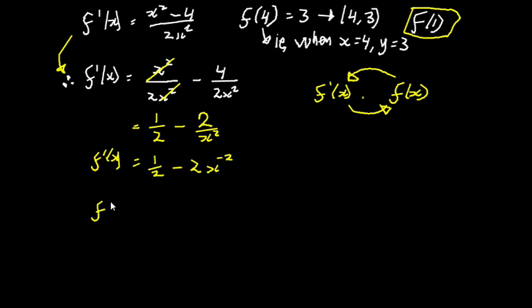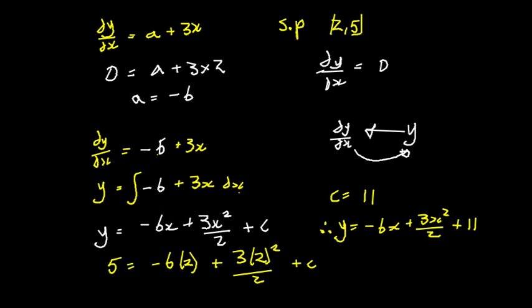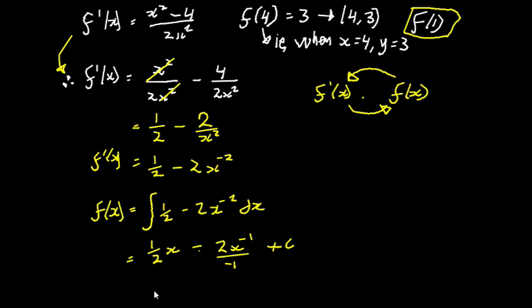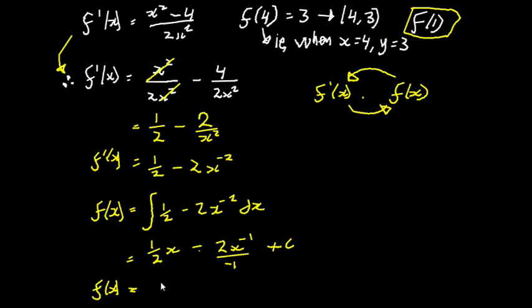So now finding f of x is going to be my antiderivative of f dash of x, and then I can work that out as half x, adding 1 to the power and dividing by the new power, plus c, and just tidying up a little bit, two negatives make a positive.